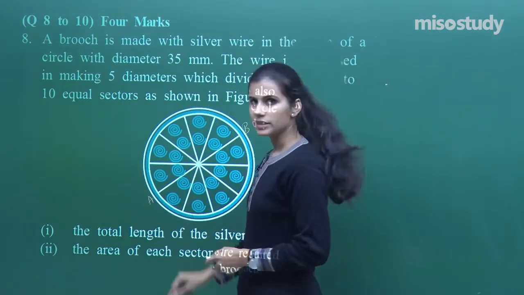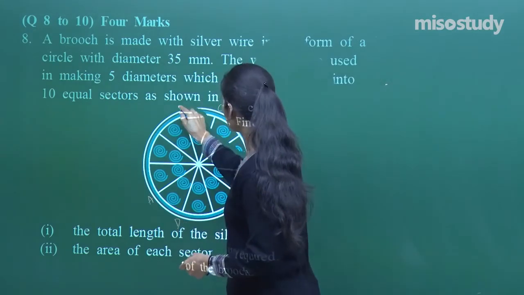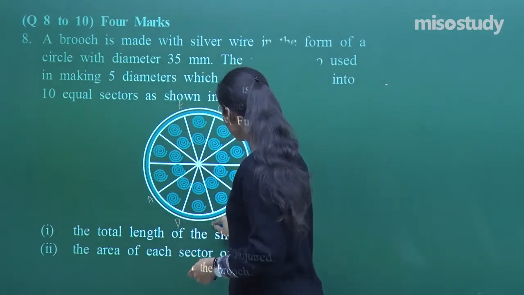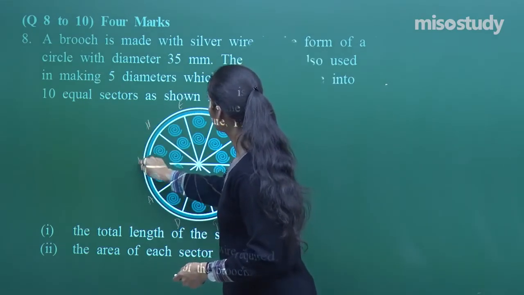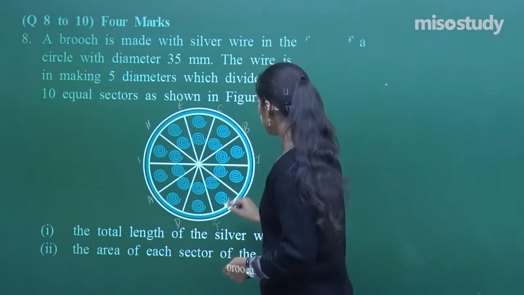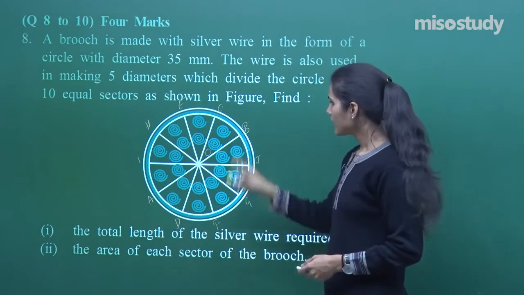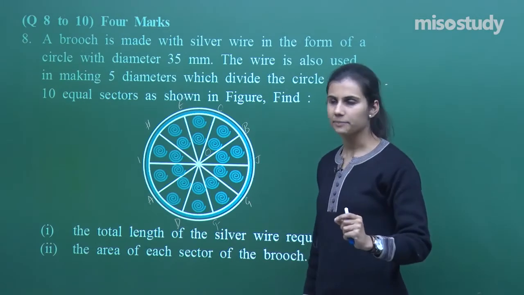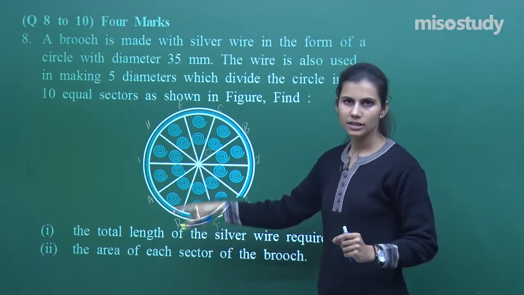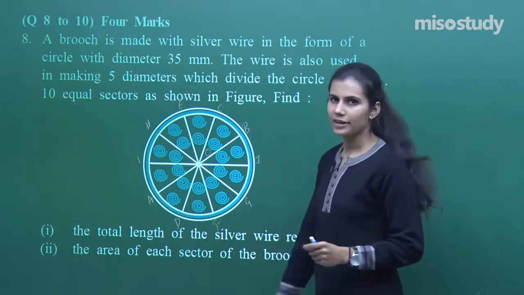AB is the first diameter, CD is the next, EF is the third, GH is the fourth, and IJ is the fifth. And say this is the center of the circle, that is O. So AB, CD, EF, GH and IJ, these are 5 line segments which are the 5 diameters which are made, and each diameter is of length 35 mm.